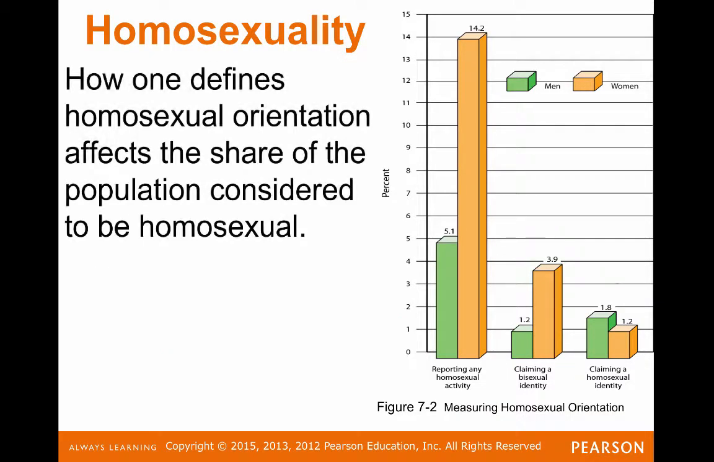Okay, so how someone defines homosexual orientation affects the share of the population that are considered to be homosexual. Meaning, it depends on how you define it. If you define homosexuality as any act ever, then we see high incidence, or at least reporting, of homosexuality. But if we define homosexuality as someone that identifies as homosexual or identifies as bisexual, then you see a much smaller presence. So over here in the chart, for women or for men reporting any activity whatsoever, and for those actually having an identity, it's much lower. So those things are distinct.